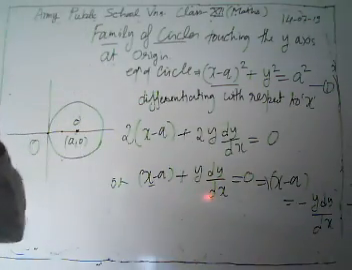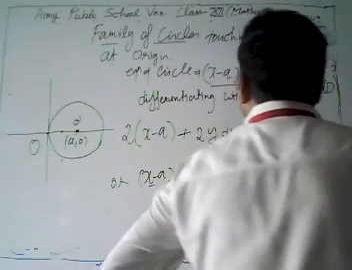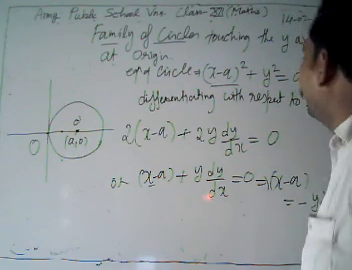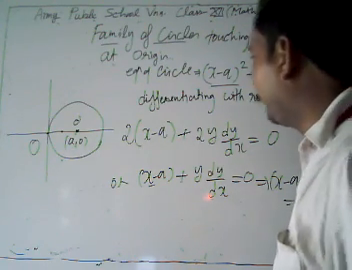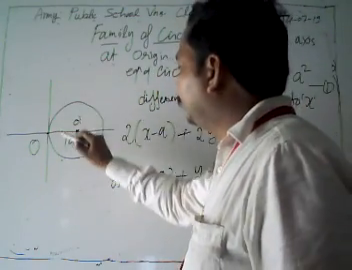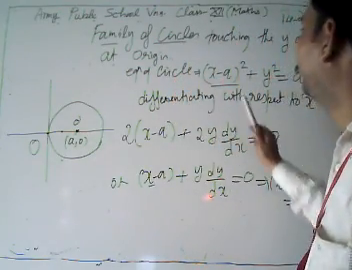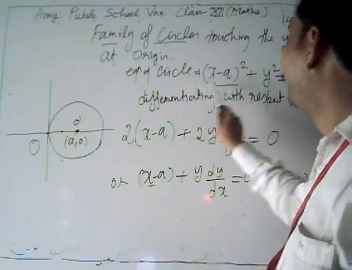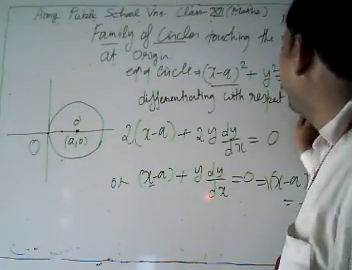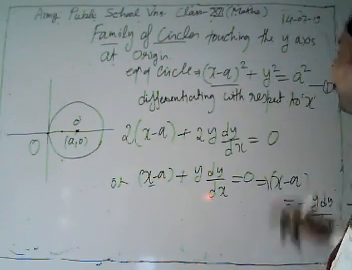Look, we have to find the family of circles touching the y-axis at the origin. Our equation of circle is given by (x minus a) whole square plus y square equal to a square. If we suppose our radius is a, then its center is (a, 0). Then the equation of the circle is (x minus a) square plus y square, and the radius is a, so a square. There is only one arbitrary constant, a.